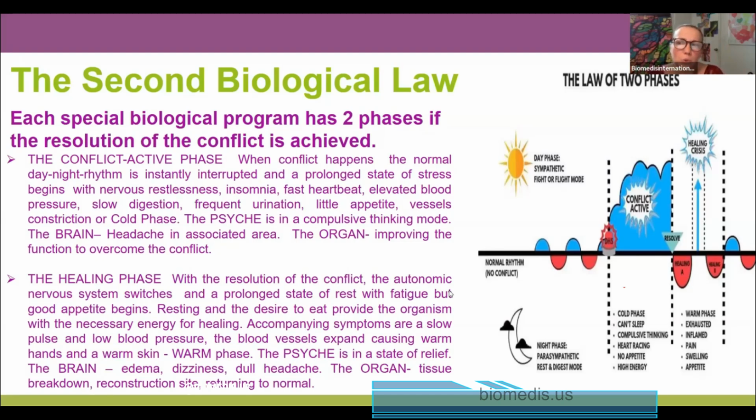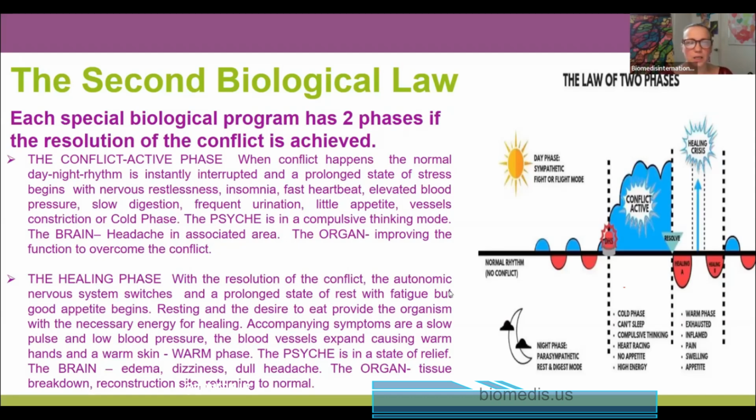The conflict can be resolved. A person can forgive another person, or look at the situation differently from the big picture, or maybe their priorities shifted, or maybe they understood it somehow. So the conflict passed. Then the conflict is resolved and goes into the healing phase. With the resolution of the conflict, the autonomic nervous system switches and a prolonged state of rest with fatigue but good appetite begins. The desire to eat provides the organism with the necessary energy for healing.